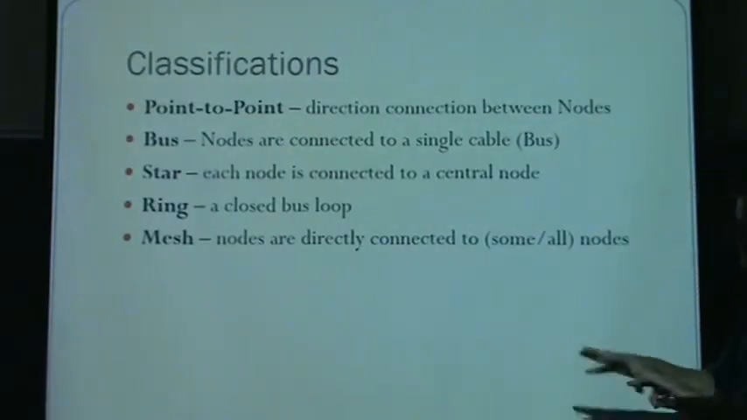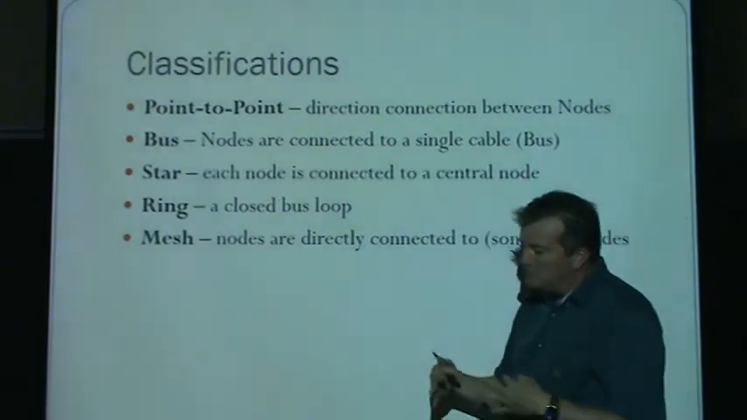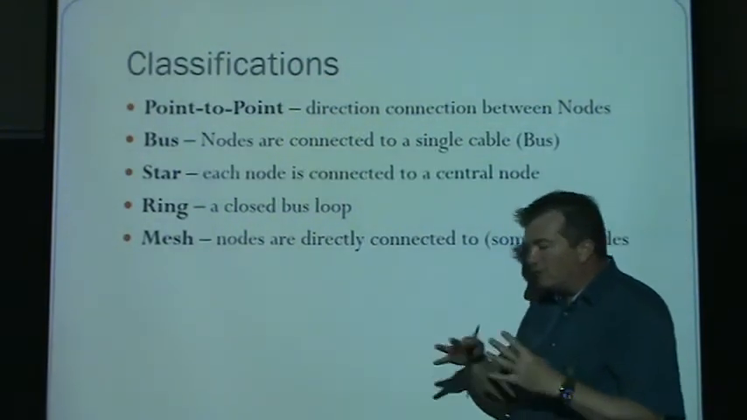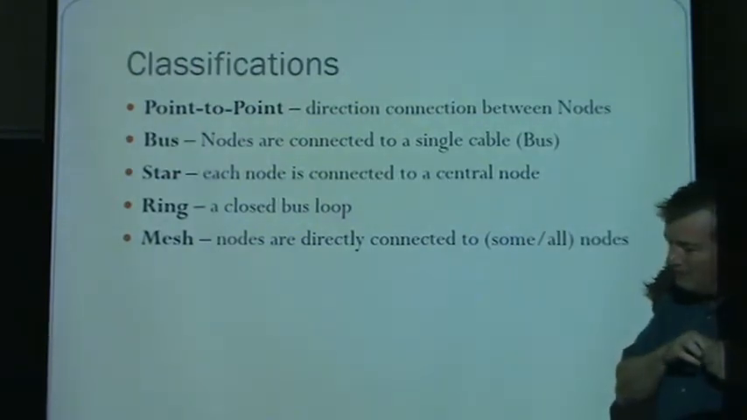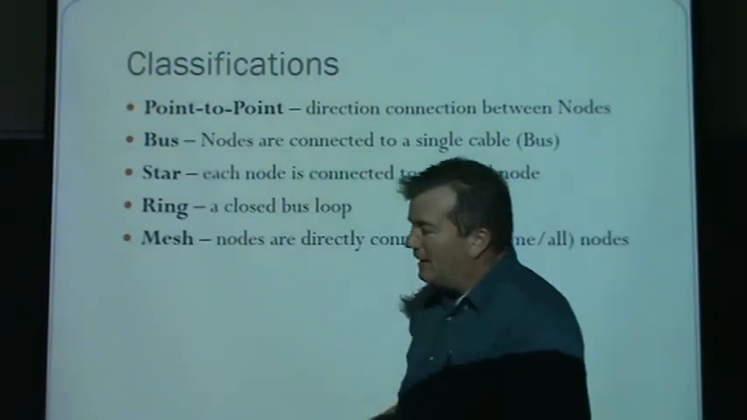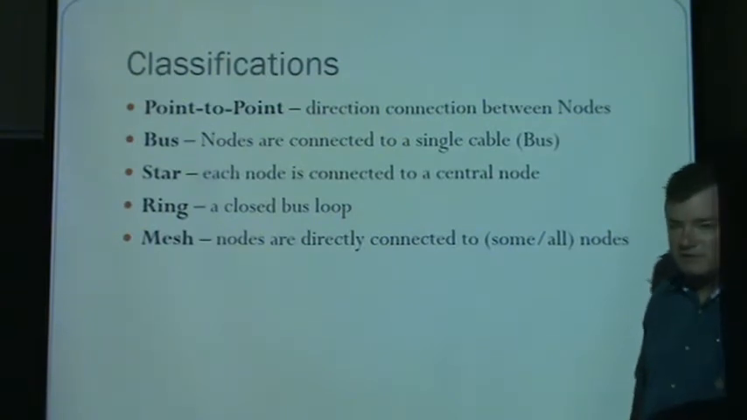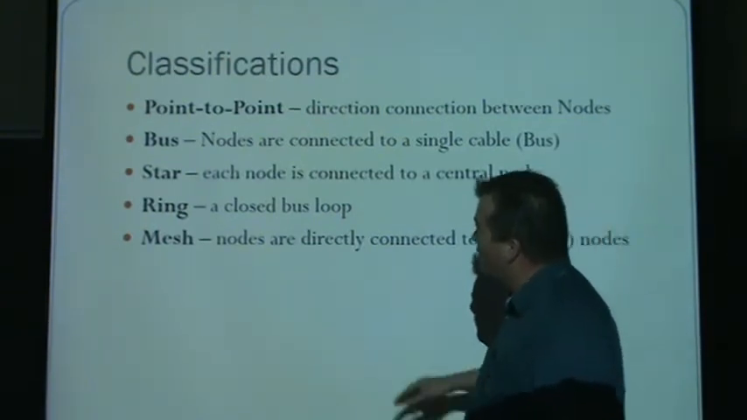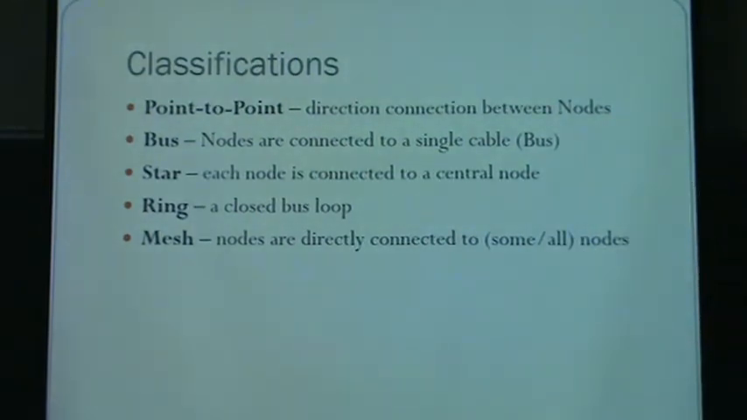So there are different ways you can connect nodes together. There's good and bad to all the methods. The more connections you have, the easier it is to directly connect nodes together, but the more expensive it is. For example, we could have a point-to-point connection, a connection directly between the nodes.